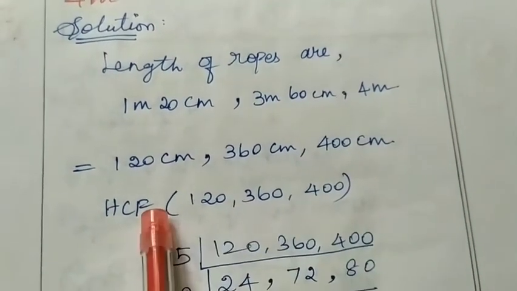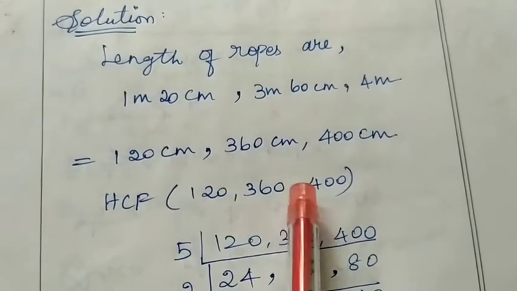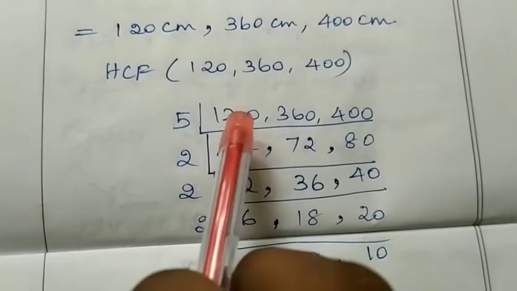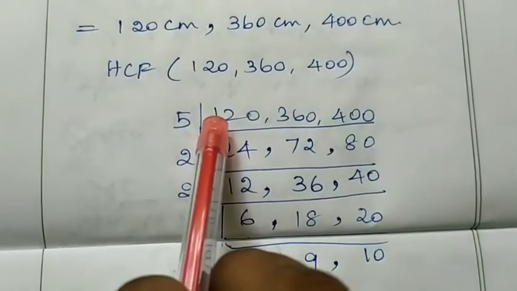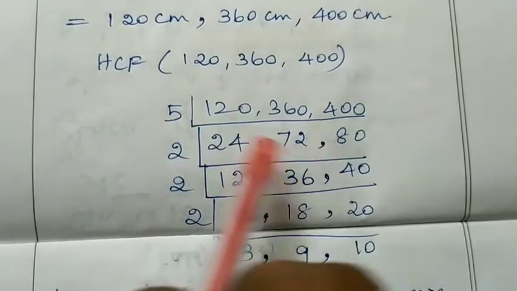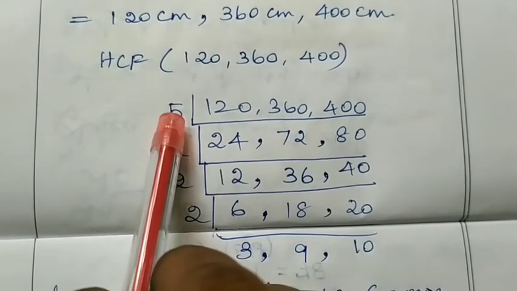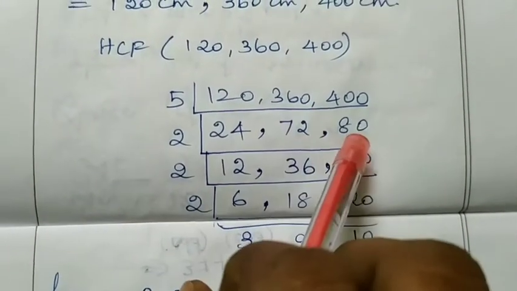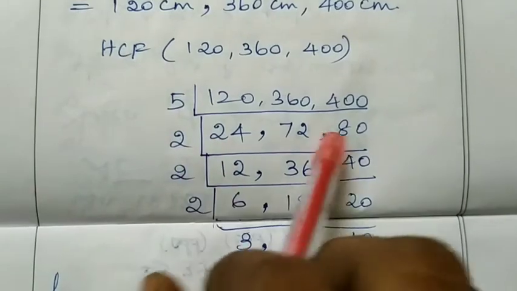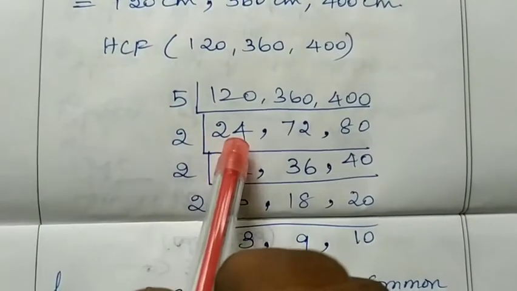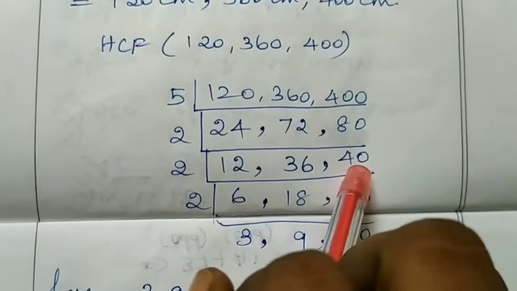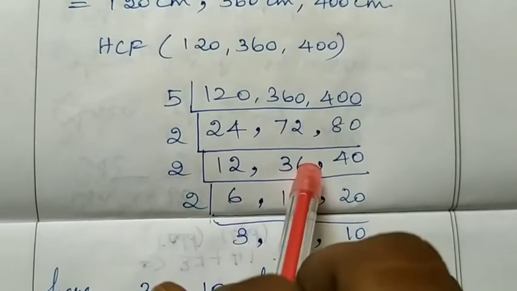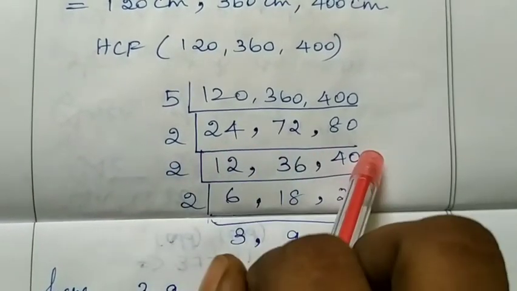Next we are going to find out the highest common factor of 120, 360 and 400. Okay, how can we find this? Let's see. Take 120, 360, 400 like that. So take the common table, fifth table. 24 into 5, 120, 72 into 5, 360, 80 into 5, 400. Next we take the 2 table. 12 twos are 24, 36 twos are 72 and 40 twos are 80. Again we take 2 table, 6 twos are 12, 18 twos are 36, 20 twos are 40.